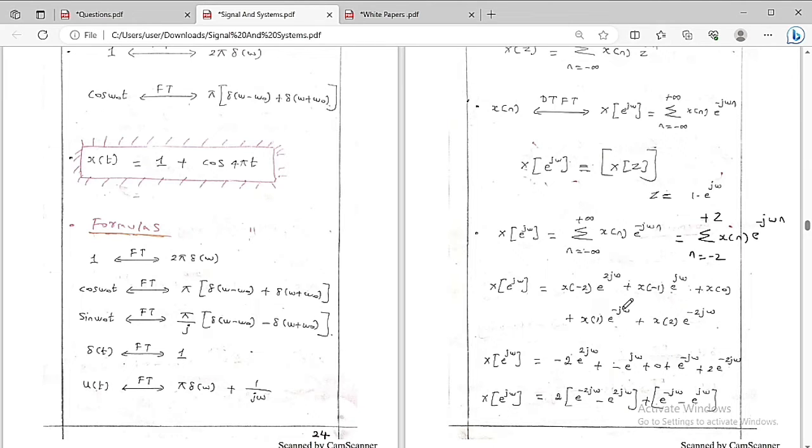So what is x of minus 2? x of minus 2 is nothing but minus 2. x of minus 1 is nothing but minus 1. x of 0 is nothing but 0. x of 1 is 1 and x of 2 is 2. So you know all these values, I have substituted them here, then I got it like this.